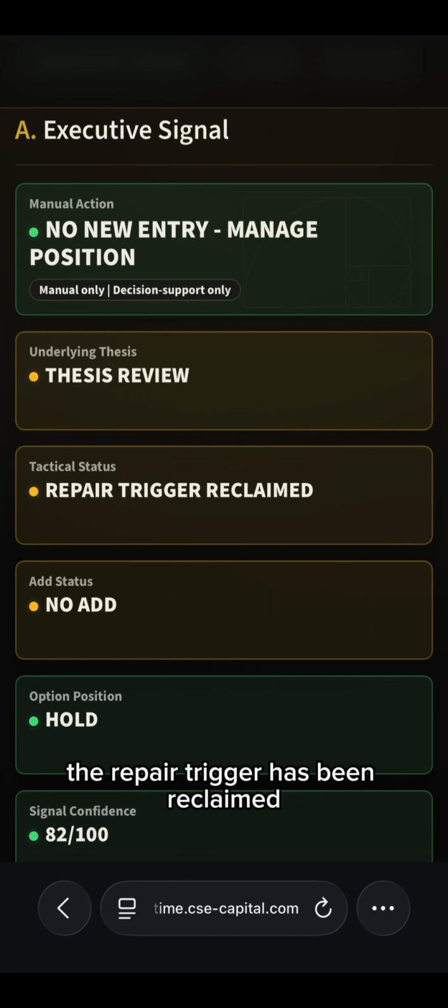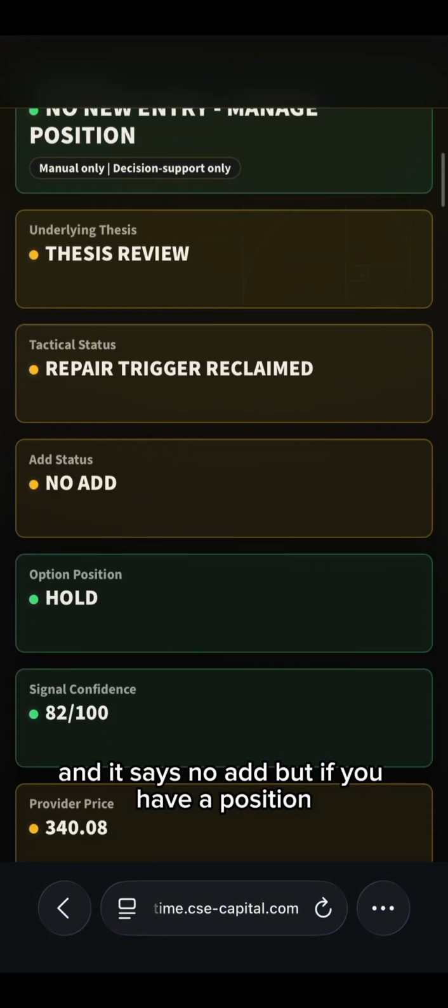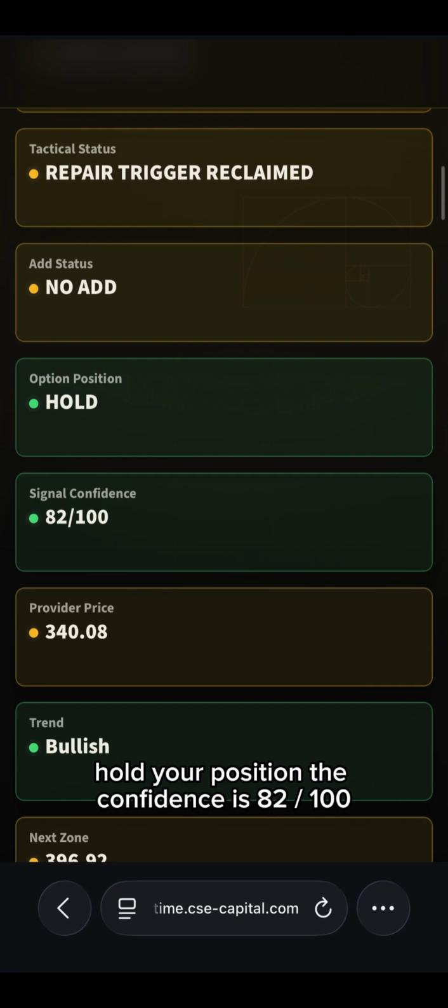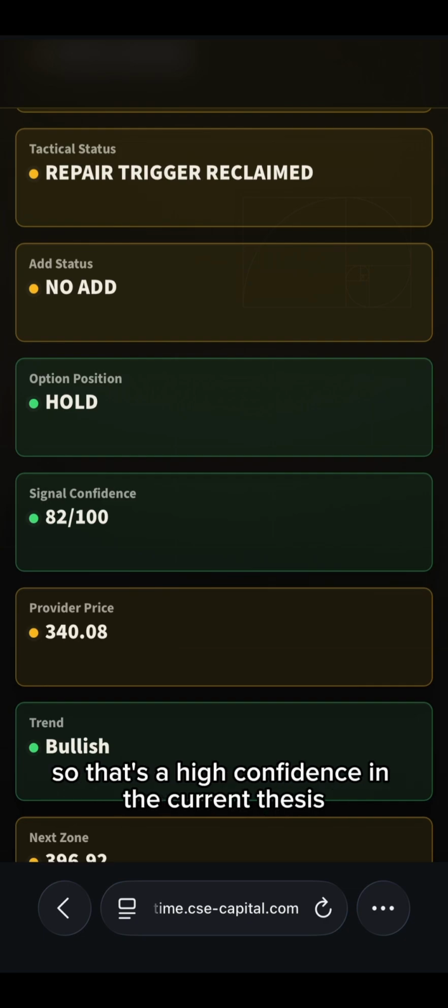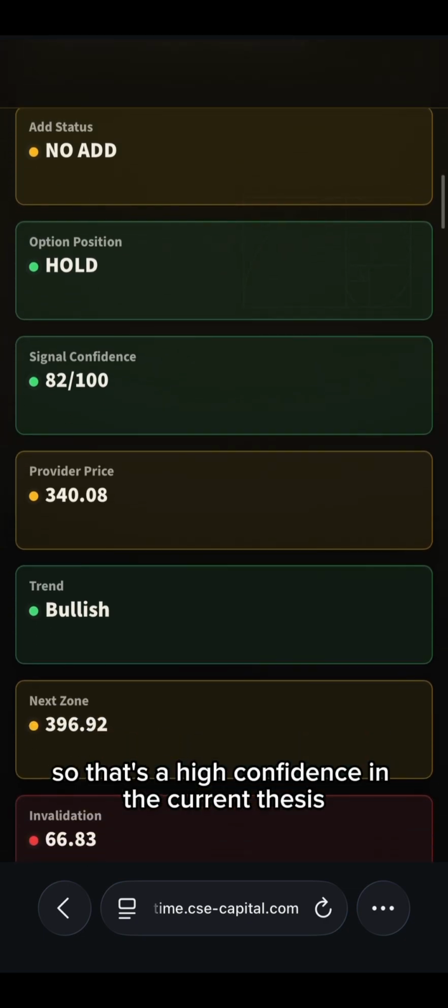The repair trigger has been reclaimed and it says no add, but if you have a position, hold your position. The confidence is 82 on 100, so that's a high confidence in the current thesis.